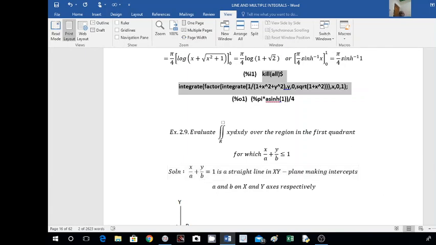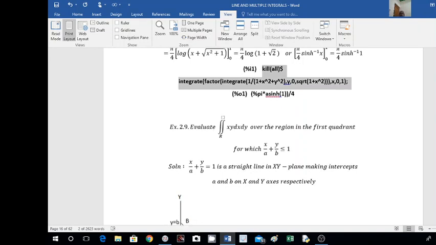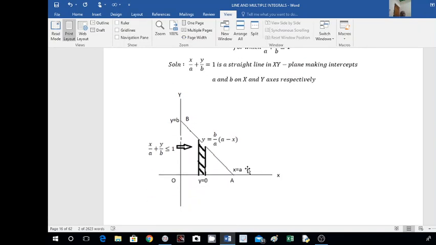It is given that in the first quadrant, right? It is like this. See here, this is the straight line x by a plus y by b equal to 1. So x intercept OA equal to a and y intercept OB is equal to b here. And the equation of this is x by a plus y by b equal to 1. And within this triangle, we get x by a plus y by b less than 1.